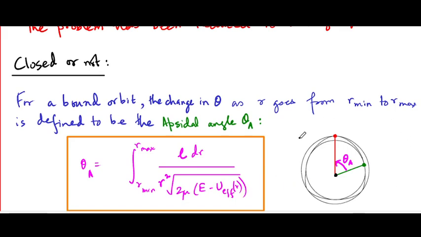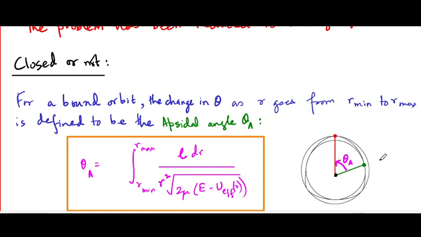The picture alongside shows you exactly what we mean by theta a. This is the pericentron, one of the apses. This is the other apse, the apocentron, the furthest point. These are the 2 apsidal lines, and this is the apsidal angle.